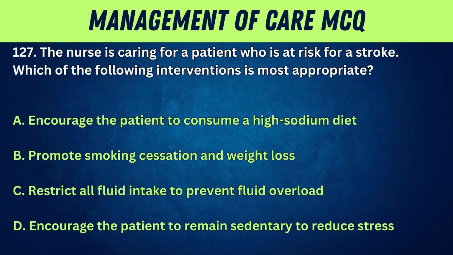127. The nurse is caring for a patient who is at risk for a stroke. Which of the following interventions is most appropriate? A. Encourage the patient to consume a high-sodium diet. B. Promote smoking cessation and weight loss. C. Restrict all fluid intake to prevent fluid overload. D. Encourage the patient to remain sedentary to reduce stress.